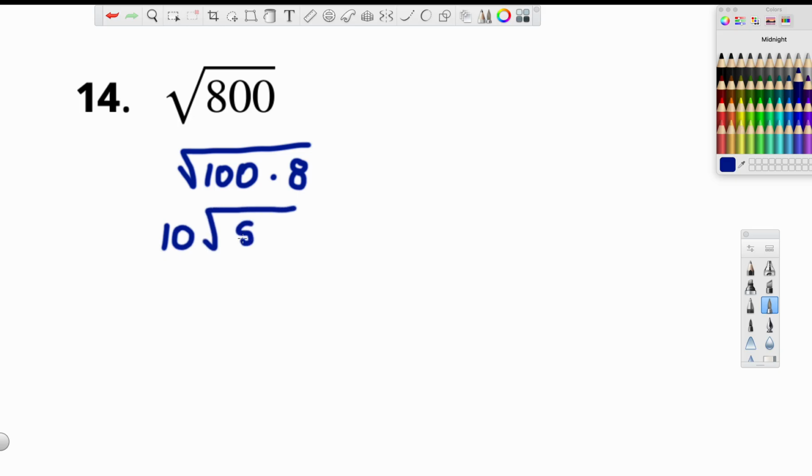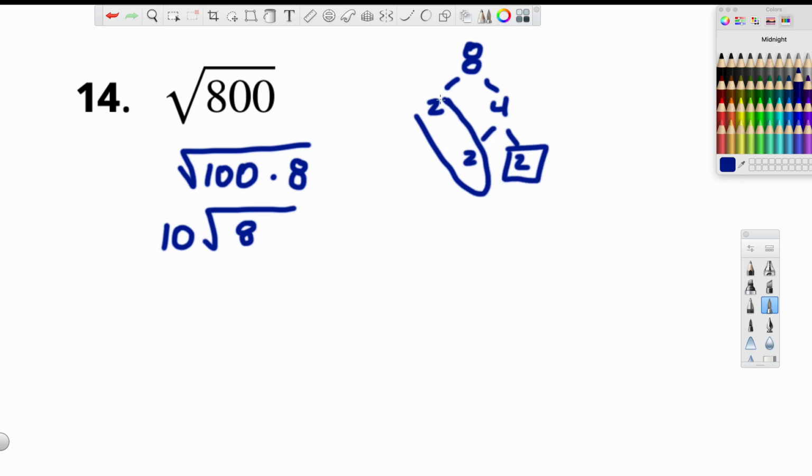And the 8 was right here. Well, there's a perfect square factor in 8. If I make a factor tree here, we have 2 and 4, and then 2 and 2. So I have a pair of 2's here, and an odd 2. So I'm going to take that one pair of 2's out, and the odd 2 stays in, and 10 times 2 is 20.